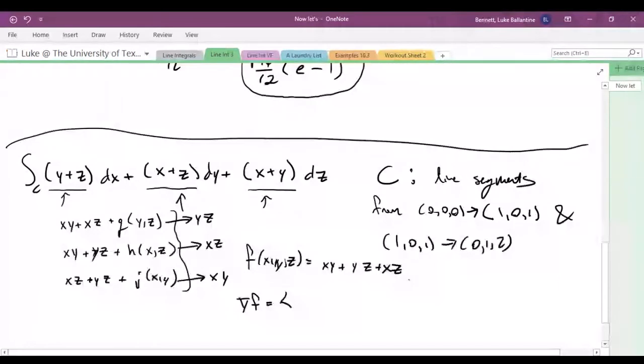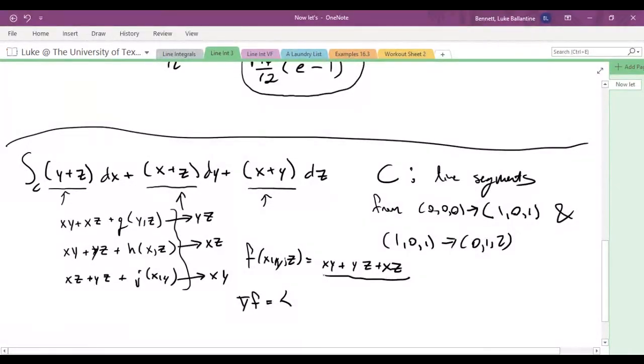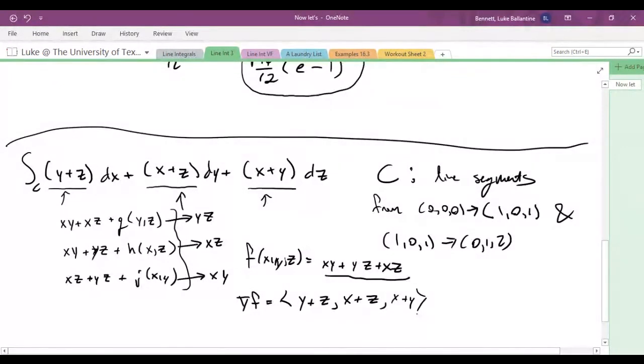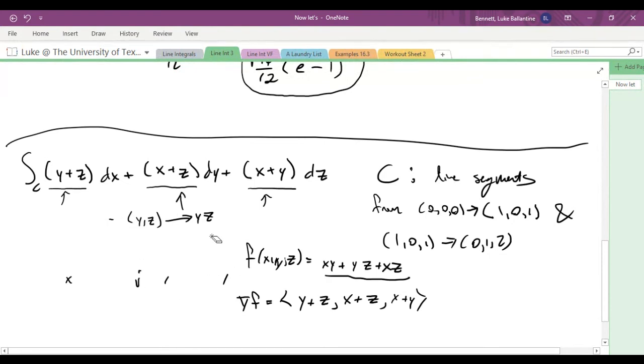is equal to what? Okay, if we take the gradient, the first partial of f with respect to x would be y plus z. First partial of f with respect to y would be x plus z. First partial of f with respect to z, x plus y. But we don't need that problem. It's a good thing to know for the future.